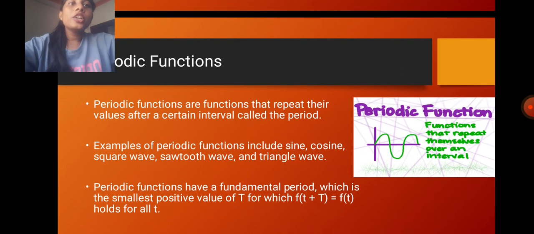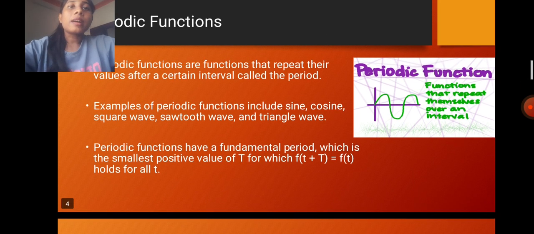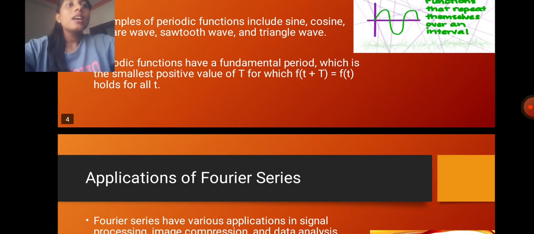Periodic function. A periodic function is a function that repeats its values after certain intervals called the period. Examples of periodic functions include sine, cosine, square waves, triangular waves, etc. A periodic function has a fundamental period, which is the smallest positive value of T for which f(t + T) = f(t) holds for all t. A periodic function has its own waveforms and characteristics.